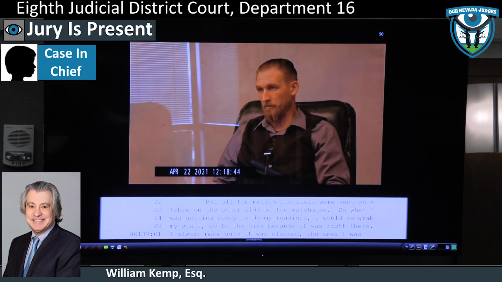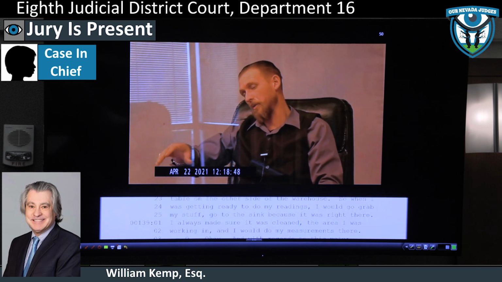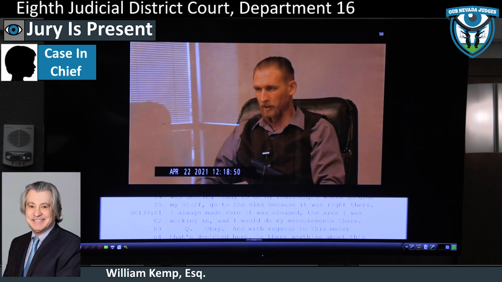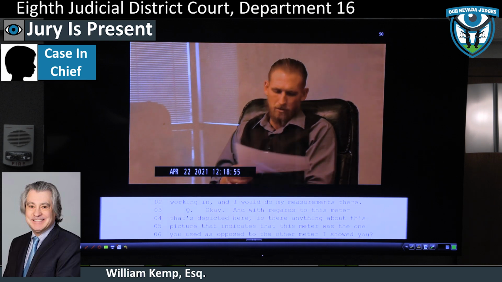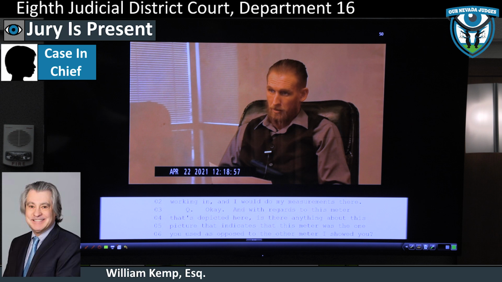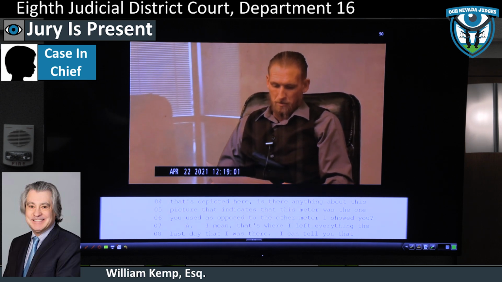When I was getting ready to do my readings, I would grab my stuff and go to the sink, because it was right there. I always made sure the area I was working in was cleaned, and I would do my measurements there. Okay, and with regards to this meter that's depicted here, is there anything about this picture that indicates to you that this meter was the one you used as opposed to the other meter that I showed you?